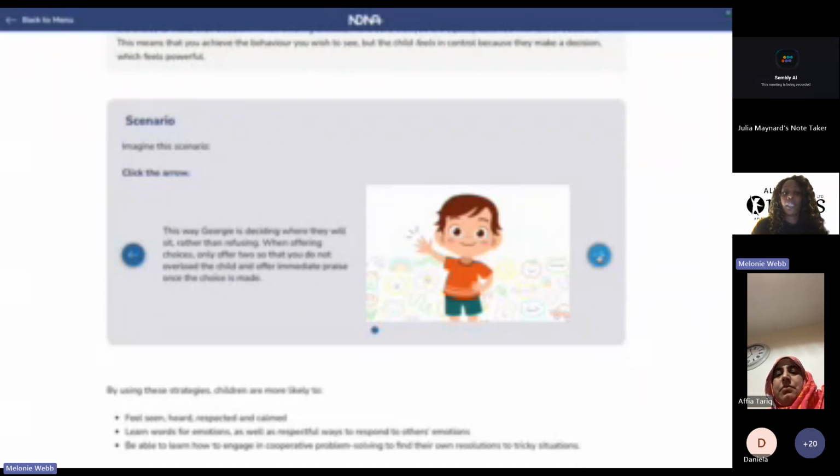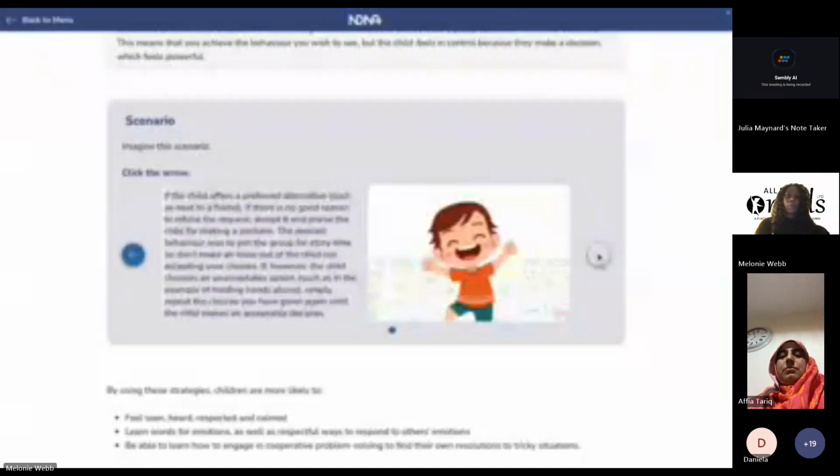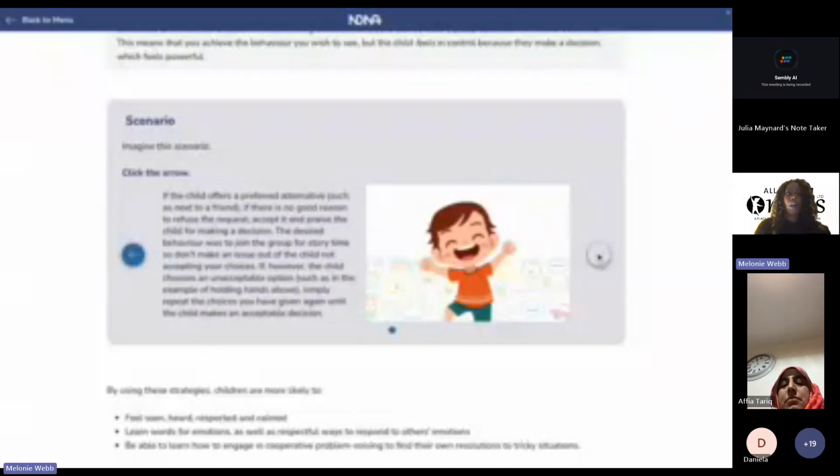When offering choices, only offer 2 so that you do not overload the child, and offer immediate praise once the choice is made. If the child offers a preferred alternative, such as next to a friend, and there's no good reason to refuse a request, accept it and praise the child for making a decision.